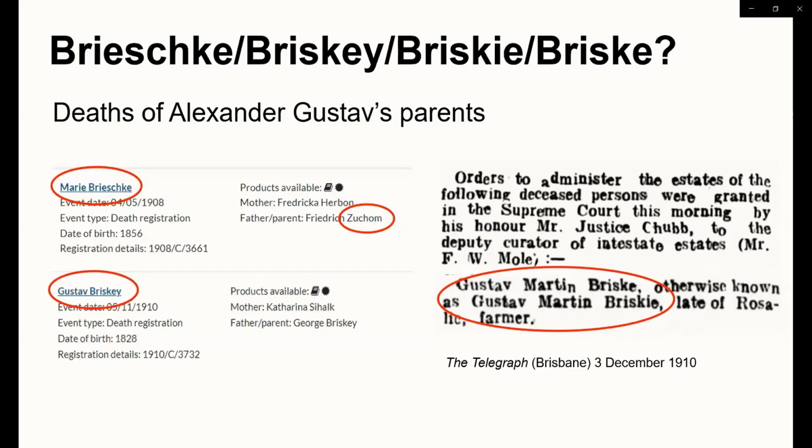There are also three variants of the name associated with death records for Alexander Gustav's father. The death record is B-R-I-S-K-E-Y, and we have the newspaper notice that Gustav Martin Brisker, B-R-I-S-K-E, was also known as Gustav Martin Brisky, B-R-I-S-K-I-E.